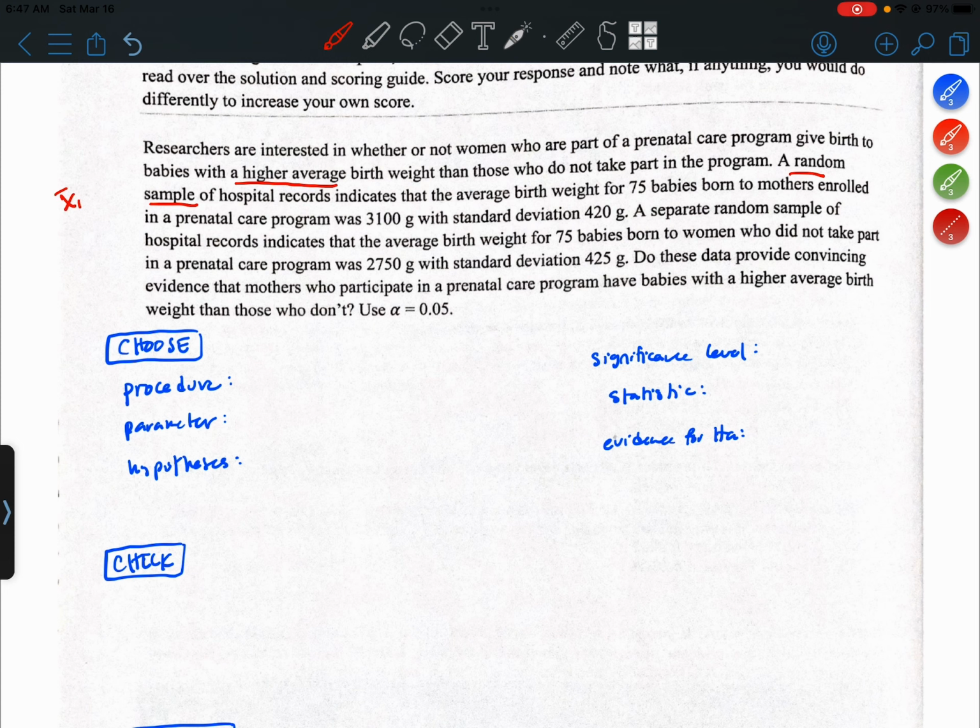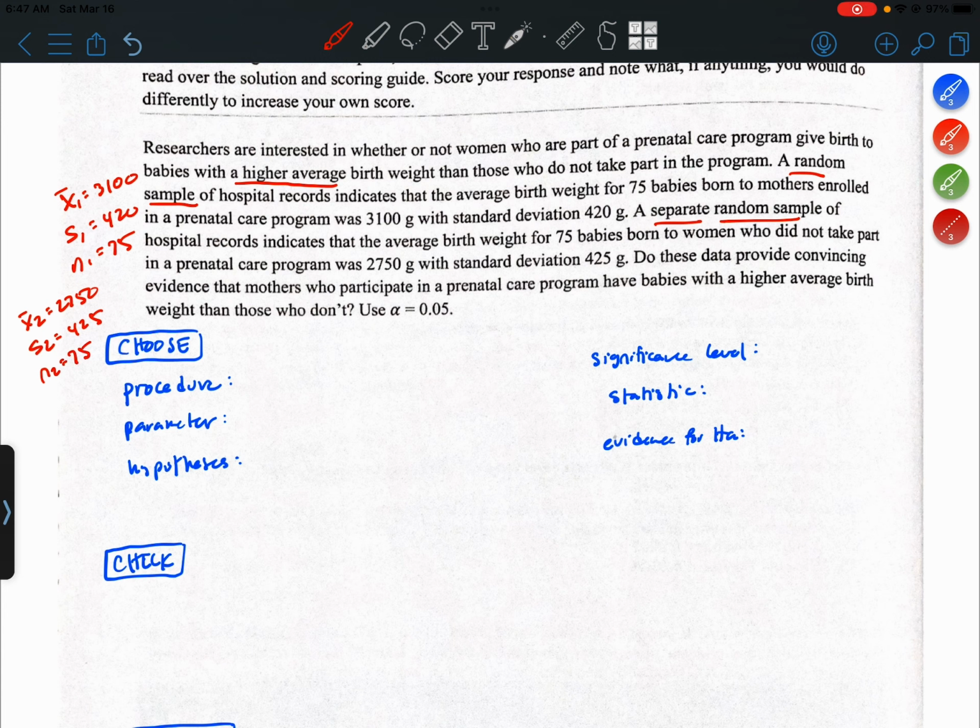So x bar 1 is 3,100, s1 is 420, n1 is 75. All right, a separate random sample of hospital records indicates that the average birth weight for 75 babies born to women who did not take part in a prenatal care program was 2,750 grams with a standard deviation of 425 grams. So x bar 2 equals 2,750, s2 equals 425, n2 equals 75.